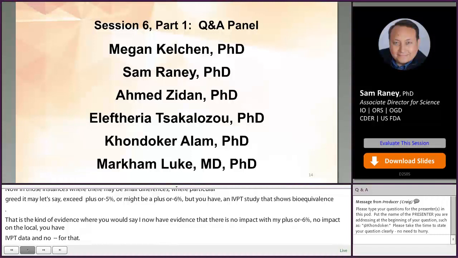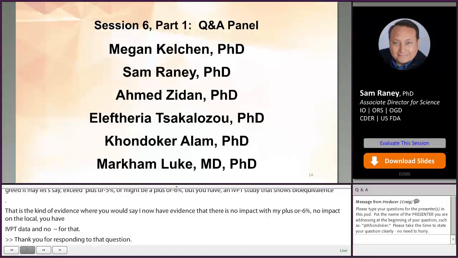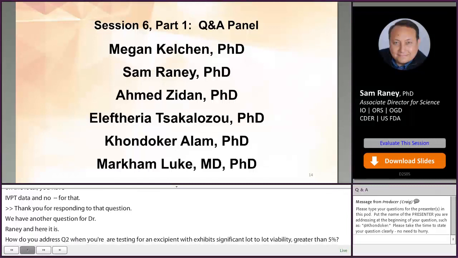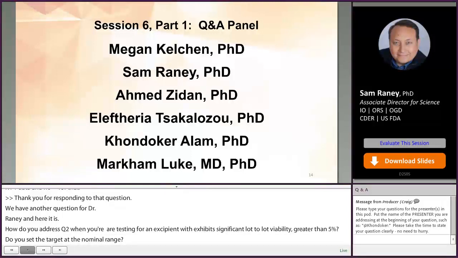How do you address Q2 when you are testing for an excipient which exhibits significant lot-to-lot variability in the RLD greater than 5%? Do you set the target at the nominal range? So if I understand this question correctly, rather than having a point value for the quantitative amount of a given ingredient in a test product, I think the question is asking whether there can be a range. That isn't what I'd recommend.